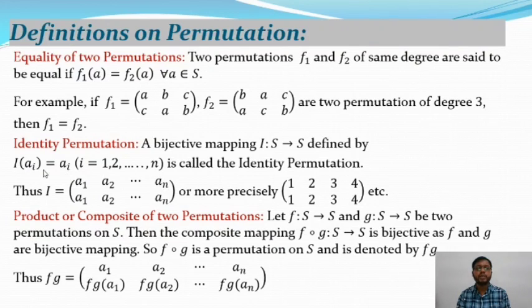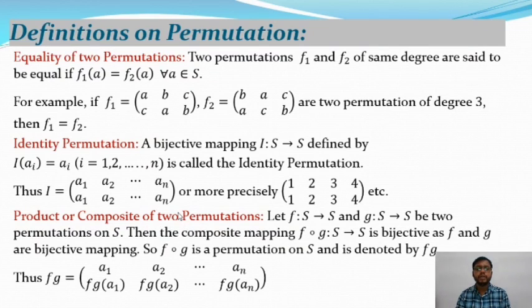So in the domain set a1 will get a1 in the codomain set, as well as in the domain set a2 will get a2 in the codomain set, that means in the range set. Therefore the identity permutation can be written as a1, a2 up to an, of degree n. So there are n distinct elements and the corresponding codomain elements, that means a1 goes to a1, a2 goes to a2 and up to an goes to an. This is the identity permutation. Or more precisely, 1 goes to 1, 2 goes to 2, 3 goes to 3, 4 goes to 4. This is the identity permutation.